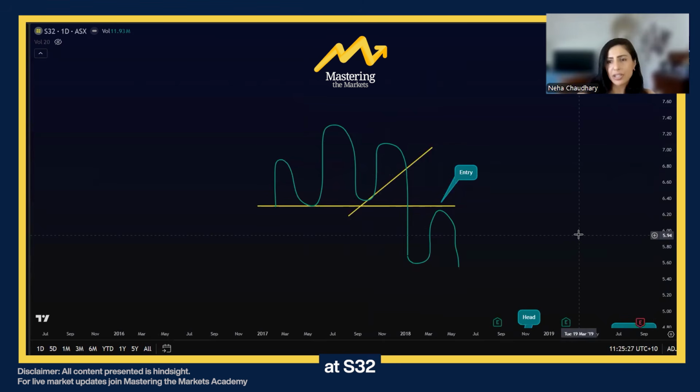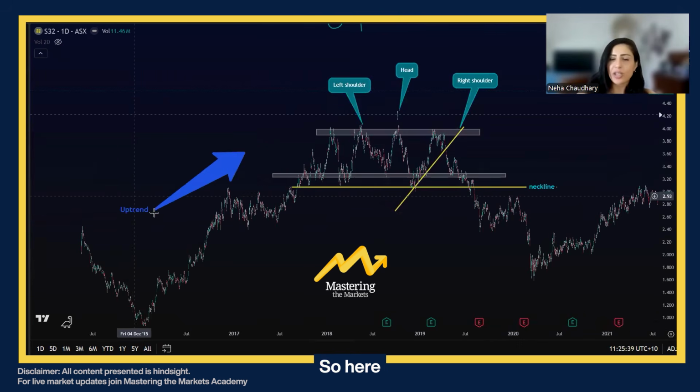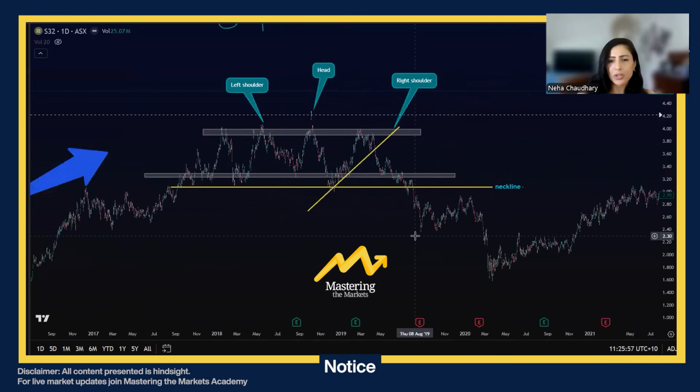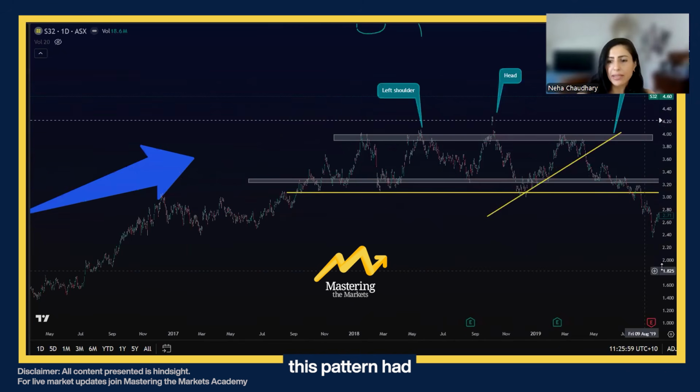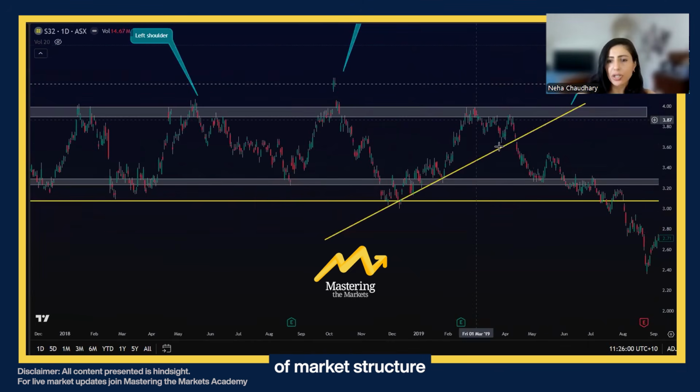Let's look at S32 as an example. So here we have a clean uptrend. Then price made a high, giving us our left shoulder. Then we had a higher high, giving us our head. And then we had a lower high, giving us our right shoulder. This pattern was confirmed at the break of neckline. Notice also how this pattern had a change of market structure within it. That's where the pattern meets participation.